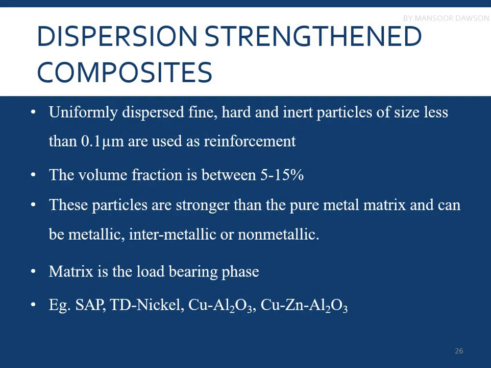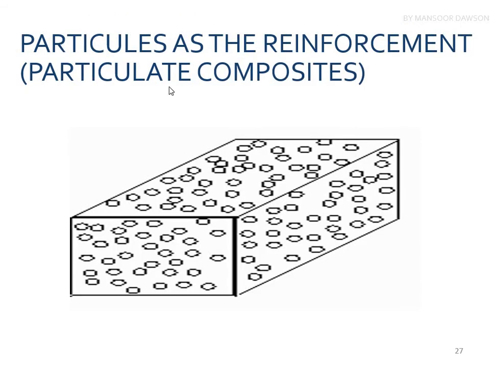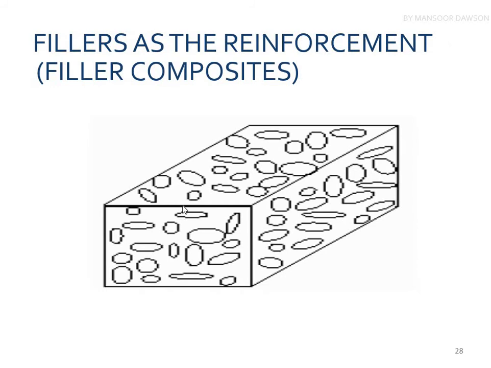It can be any particle, and the matrix is the load bearing phase in this, because these matrices are usually made up of metals, as you can see in SAP, TD nickel, copper alumina, and copper zinc alumina. So this is the particles as the reinforcement. You can see the particulates in the composite. These are the reinforcement, and the white part is the matrix. Then these are fillers as the reinforcement. So these are filler composites, and the white part again is the matrix.